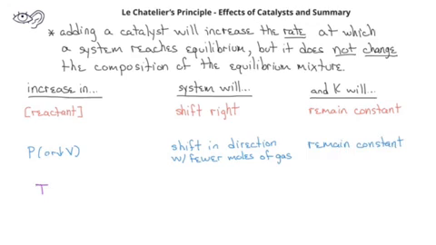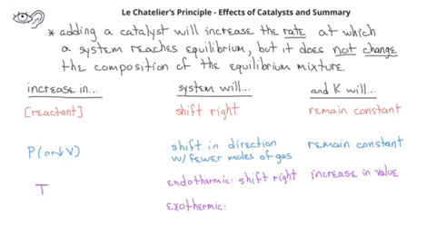If we increase the temperature of a system in equilibrium, the system will shift right if the system is endothermic, and in that situation there will be an increase in the value of the equilibrium constant. However, if we increase the temperature of a system at equilibrium and the system is exothermic, the system will shift to the left and we'll see a decrease in the value of the equilibrium constant.